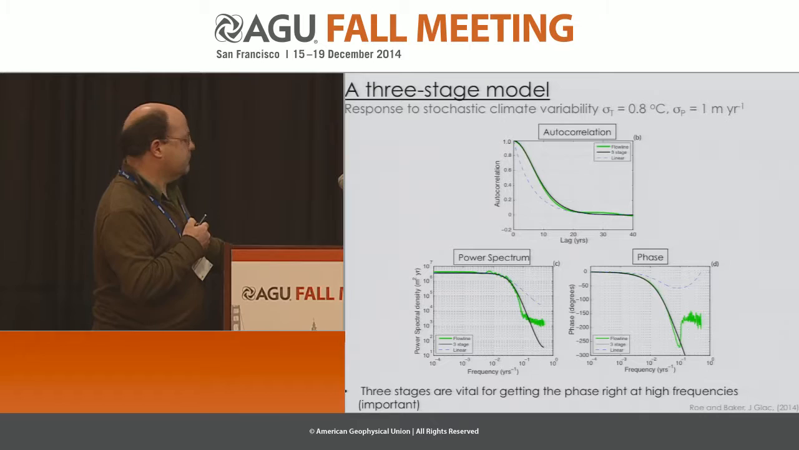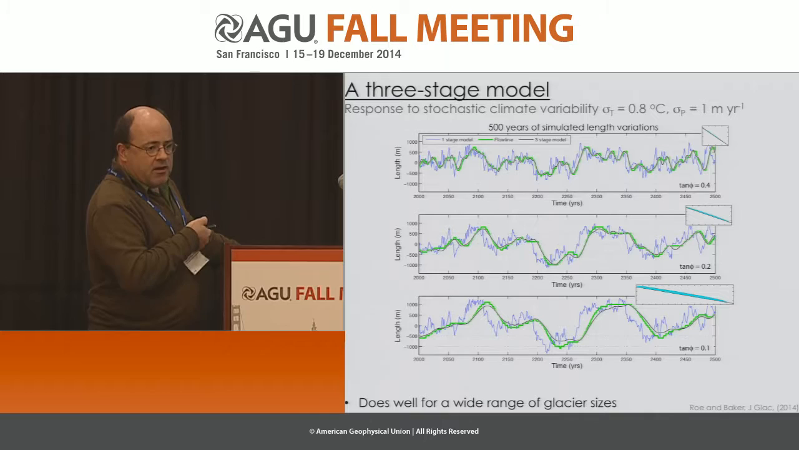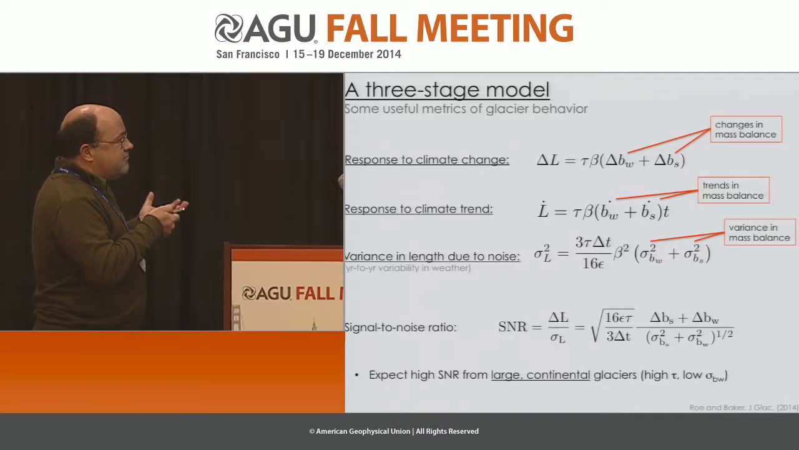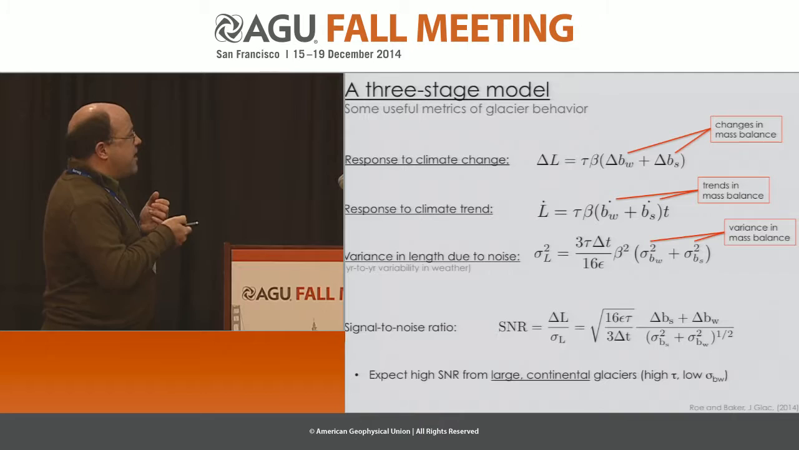The three-stage model also does comparably well for those other larger glaciers as well. Okay, so we have some analytical solutions: the sensitivity of the length to step changes in climate, and to climate trends, and also the variance that you expect given random year-to-year fluctuations in weather.